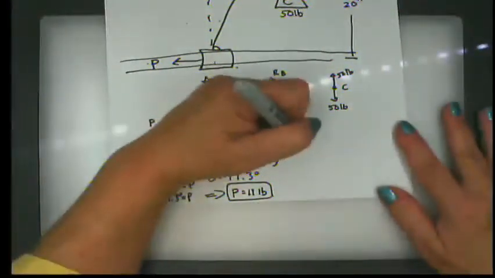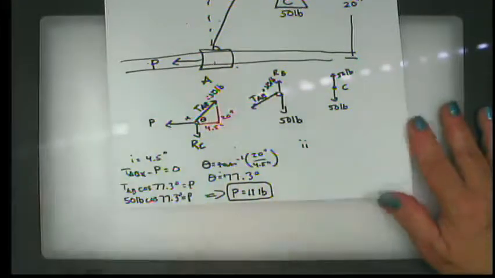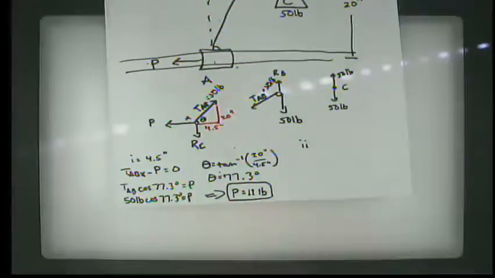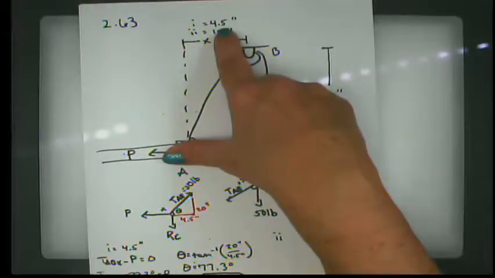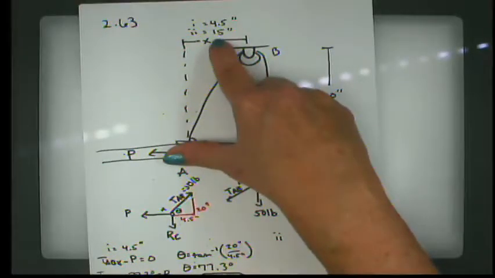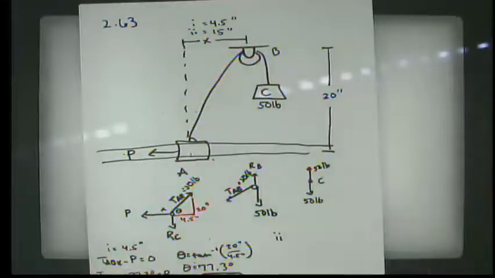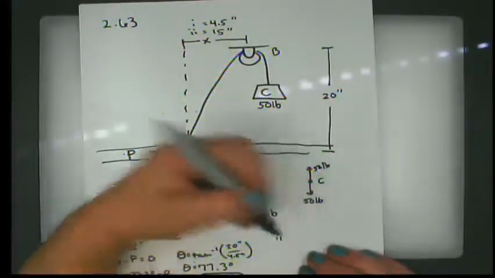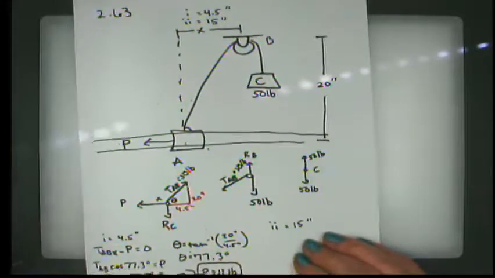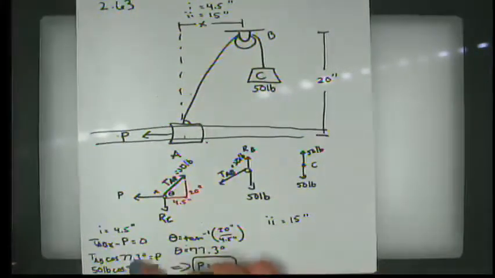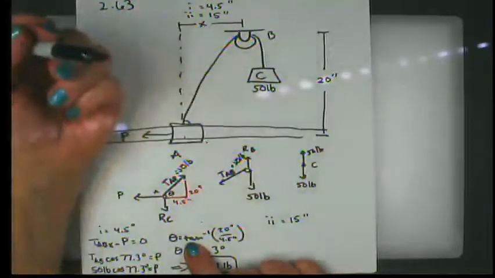Now in the second case, and I'm also making a case for staying organized, because in the second case, all I have to do is change this number from 4.5 inches to 15 inches. So if I've stayed really clear on my work, I don't have to reinvent the wheel. Okay, so I still know all of this is true, except for now my tangent is going to be different.